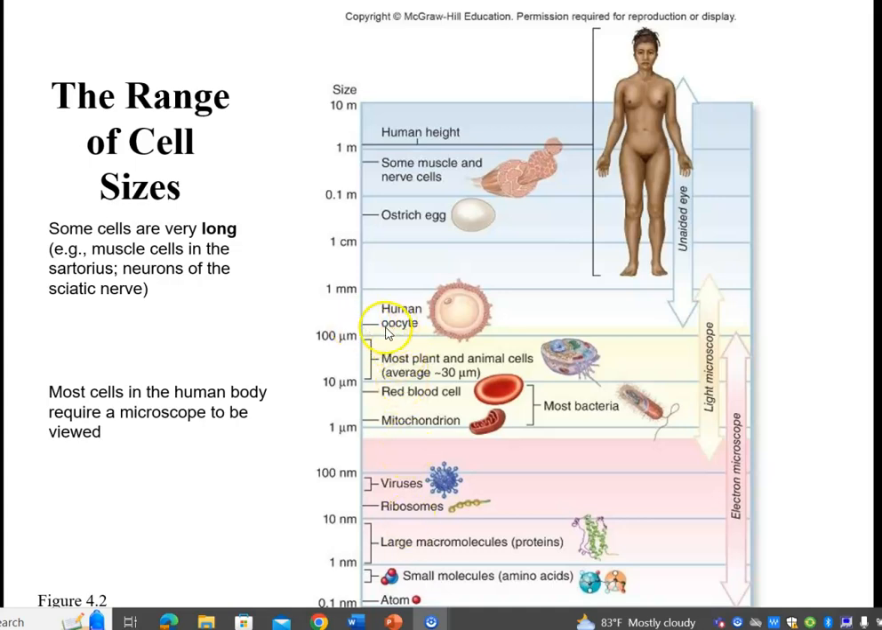Then you come up here above the micrometer range, you've got the human oocyte, which is the human egg cell. Some of those can be viewed with the naked eye. And then further up, you get to almost a meter, and you'll see some muscle and nerve cells are this large. Specifically the sartorius muscle, which is the longest muscle in your body, and neurons of the sciatic nerve, which is the long nerve that runs down the back of your leg to your foot.